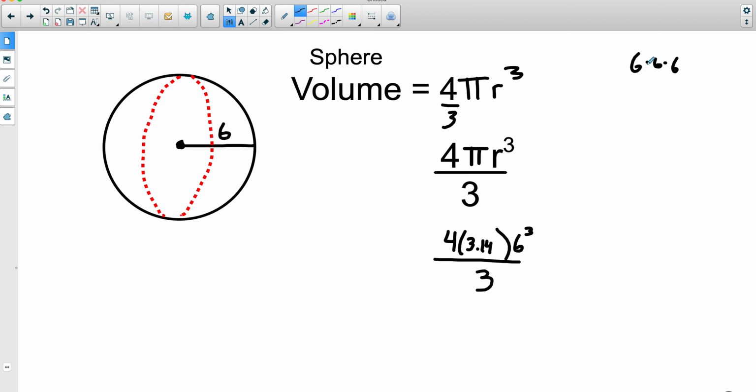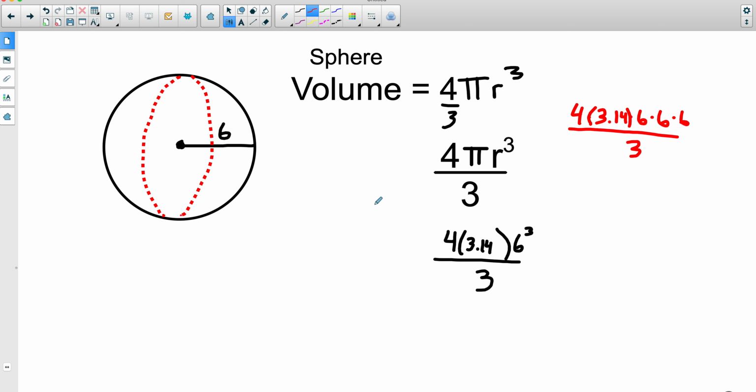So when you do that math, you can actually just plug in the whole top at one time, where you have 4 times 3.14 times 6 times 6 times 6. I use a parentheses because this one has a decimal in it, so I don't get confused putting a times sign right there. I get that total answer and then just divide by 3.